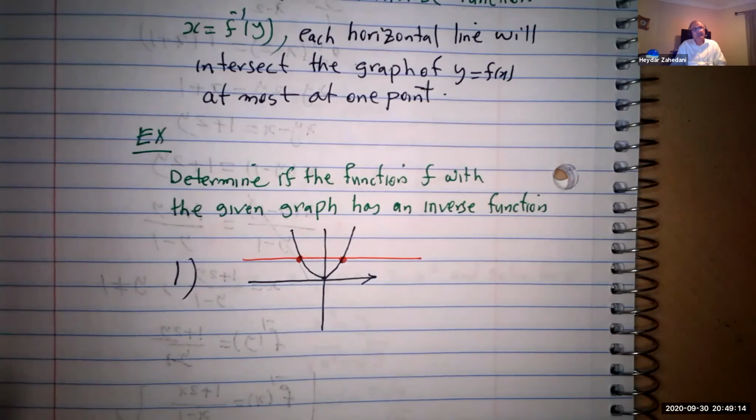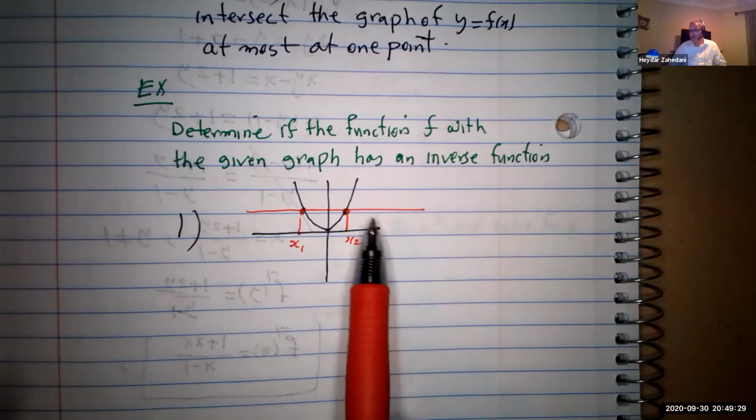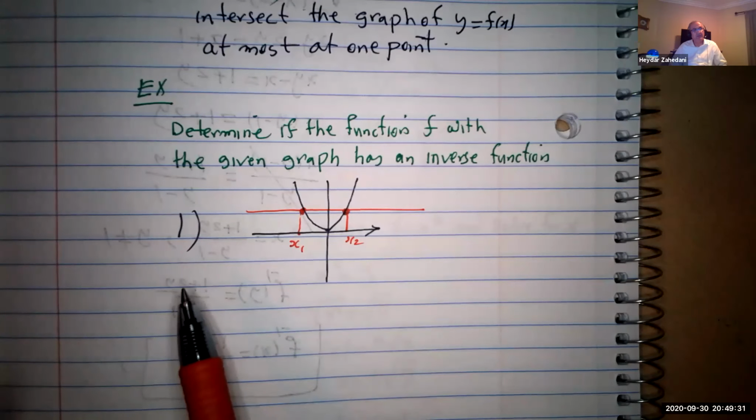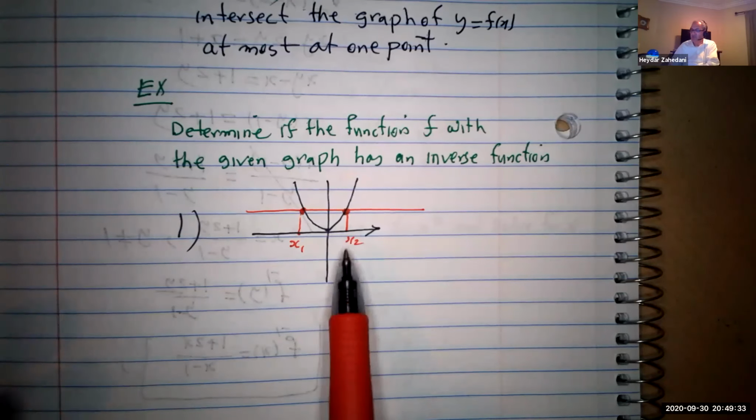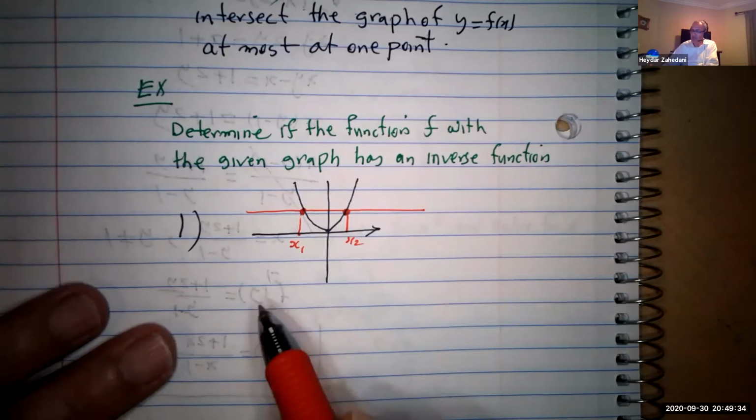So this is going to be 1 point, this is going to be x1, and this is going to be x2 if you like. So since the horizontal line intersects the graph at more than 1 point, the function has no inverse. So we are not going to try, because you cannot solve, you see, it's y equal to x squared. You cannot find the x.